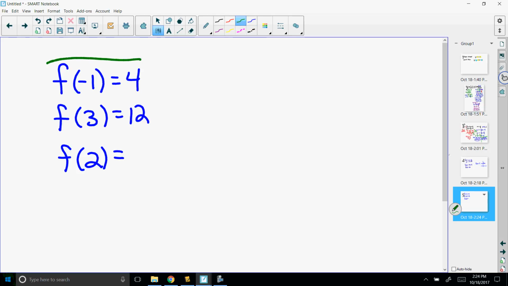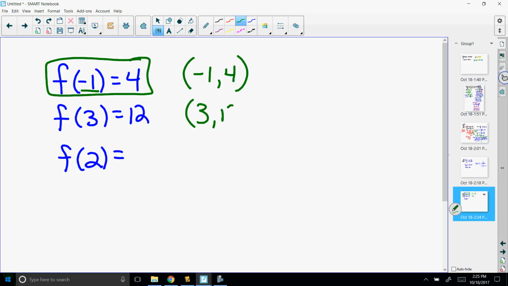But what do you know about this right here? What's this telling you? A point. What is that coordinate point? -1, 4. When x is -1, f of x, which means the same thing as y, which means the same thing as output, which means the same thing as dependent. Remember that sheet that we started to fill out? My y value is 4. It's a coordinate point right there. I have another coordinate point. What is it? 3, 12. I have 2 points. How can I come up with a function, which means an equation for a line?